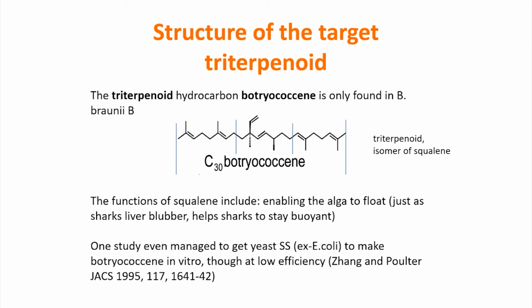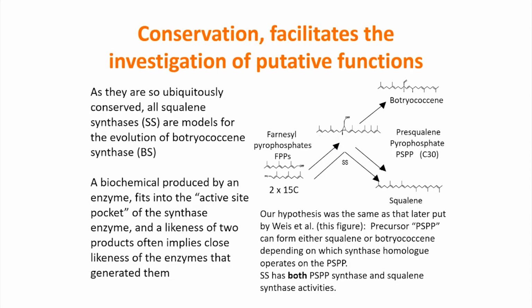Now, botryococcene and squalene are isomers, so a group has even managed to get yeast squalene synthase to make botryococcene at low efficiency. It shows you that an enzyme derived from squalene synthase is quite capable of producing botryococcene, so off we went on our hunt to find that enzyme. Here's the relationship between two products, botryococcene and squalene, shown by virtue of the intermediate being common. The name of the intermediate is going to come up a fair bit in the talk. It's called presqualene pyrophosphate. It's quite descriptive, the name, and we shorten it to PSPP.